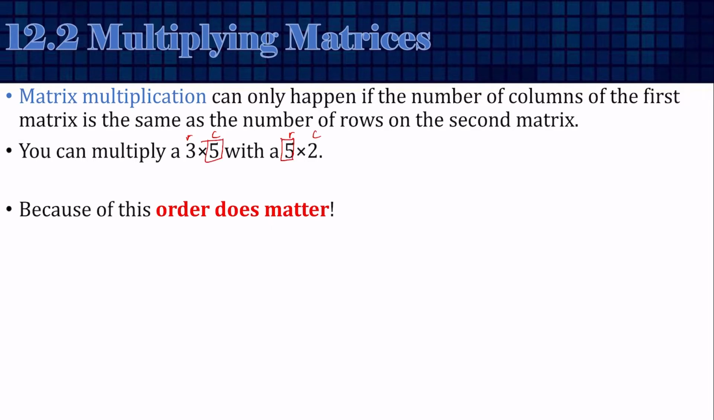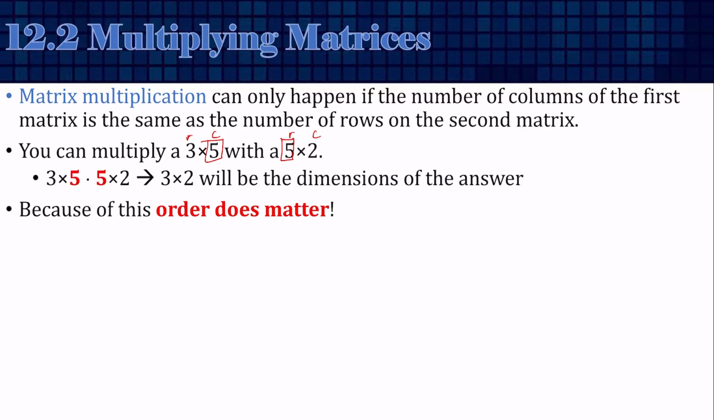So if you write the dimensions in order, the middle two numbers have to be the same. The outer two numbers will give you the dimensions of the result. But notice, if I were to switch these around, so it was a 5 by 2 times the 3 by 5, the middle numbers aren't the same anymore, and you can't even multiply them. Order does matter. The first matrix has to come first when you're multiplying matrices.